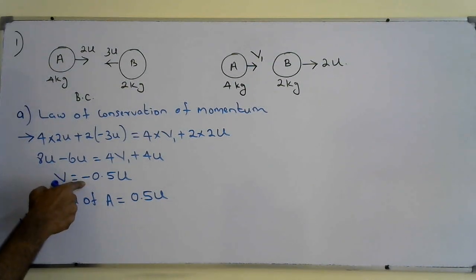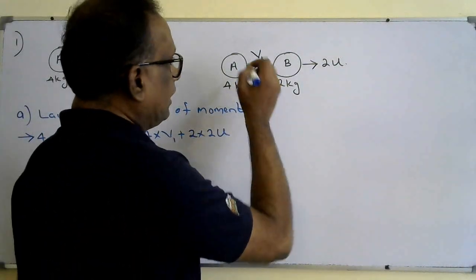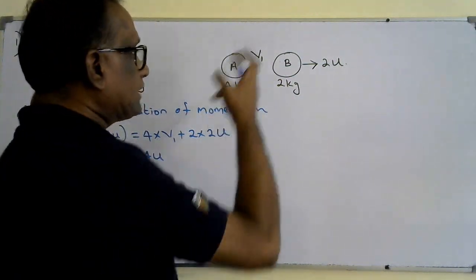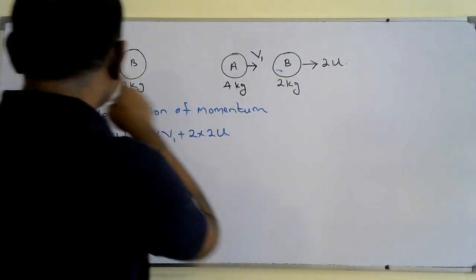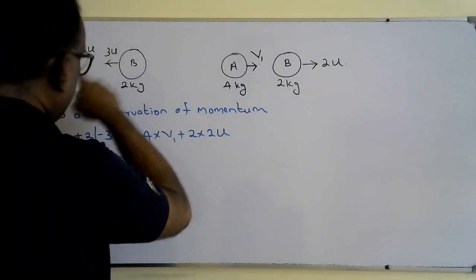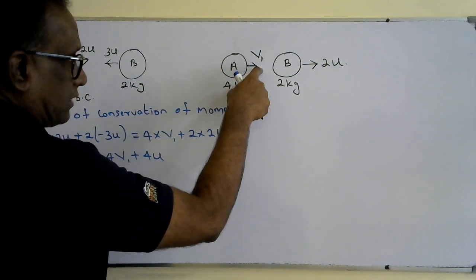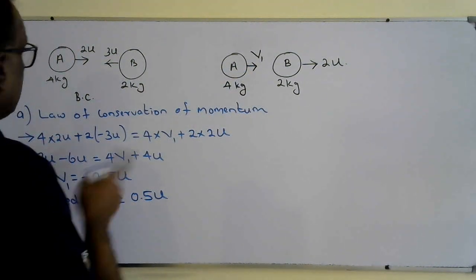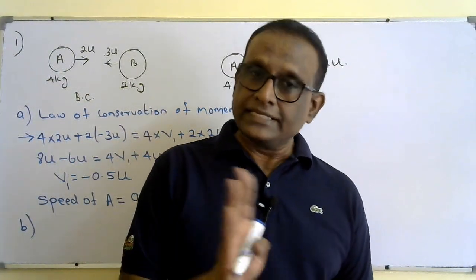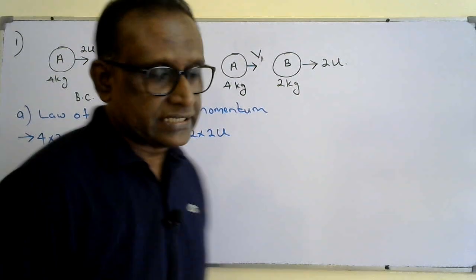What do you mean by this minus? I took after collision towards right. I don't know whether it's going to be left or right, I didn't know that, but I just took it same as initial. Initially it was taken towards right, I took it the same as earlier, towards right, but I'm getting a negative sign, which means now A is going to bounce off. That means the direction of A will be opposite to its initial direction of velocity.